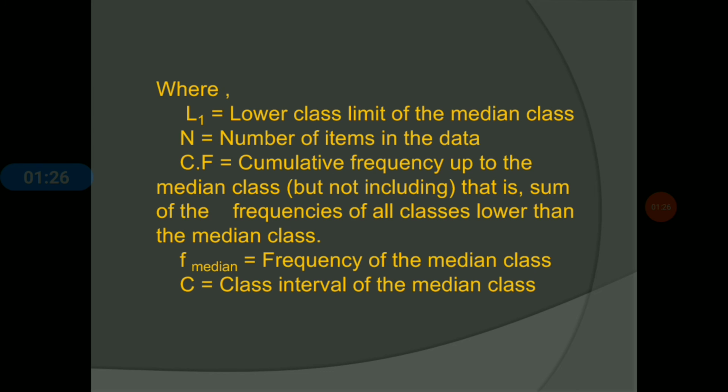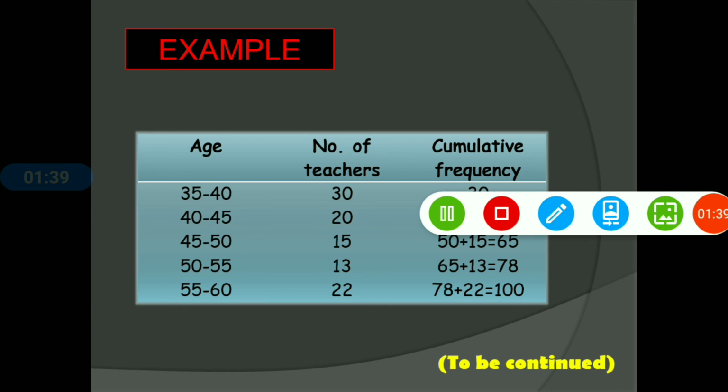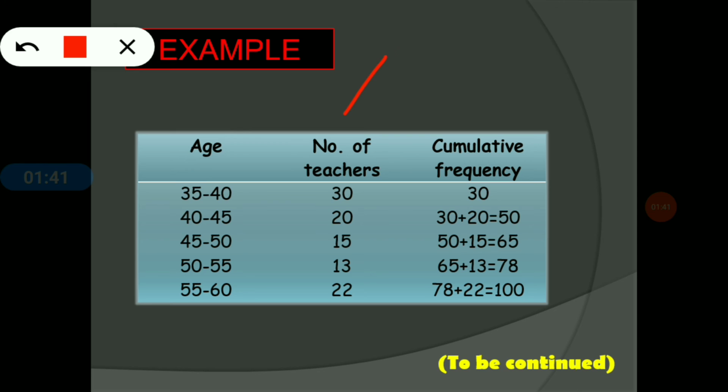So, now going to an example. Here this is an example of the continuous series, and there are 3 columns. The first one denotes the class interval, the second one indicates the frequencies, and the third one indicates the cumulative frequency. The process of cumulative frequency remains the same. So, for the first class, the frequency is 30 and cumulative frequency is also 30 because there is no previous frequency.